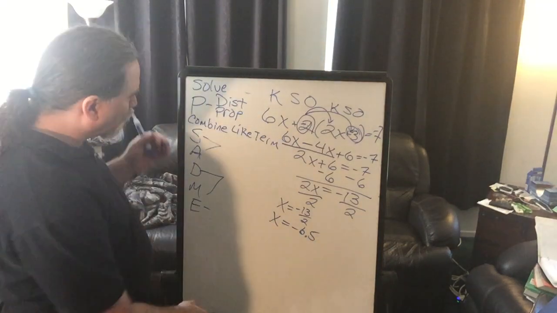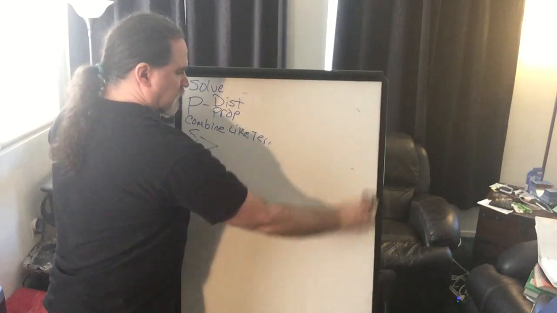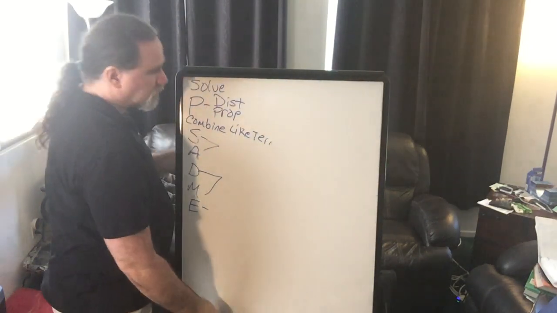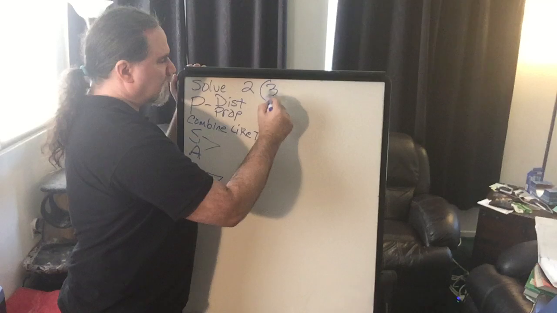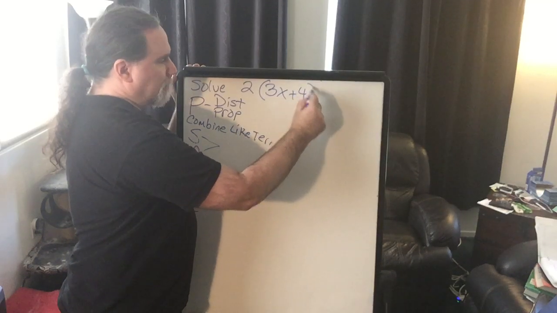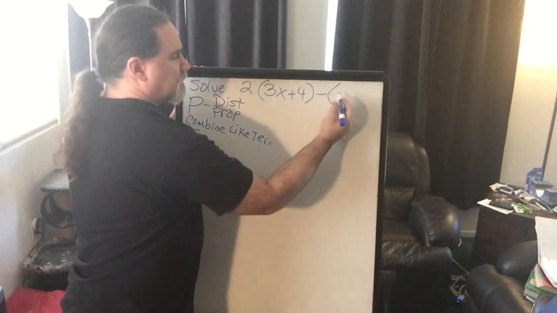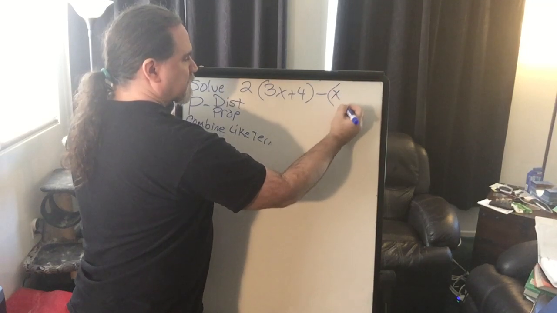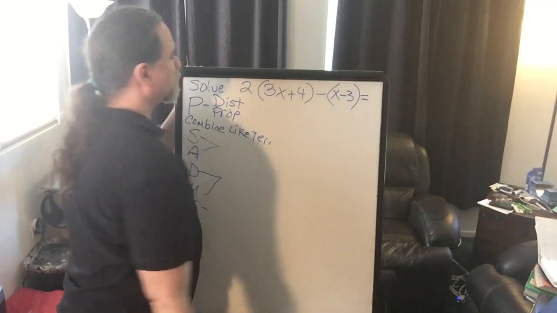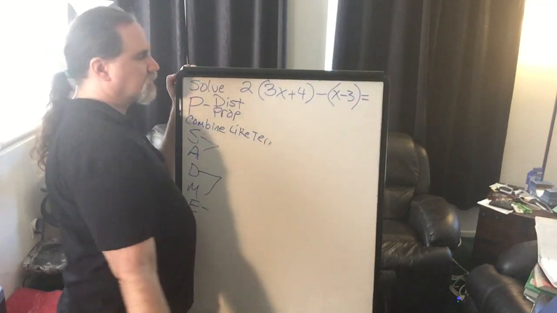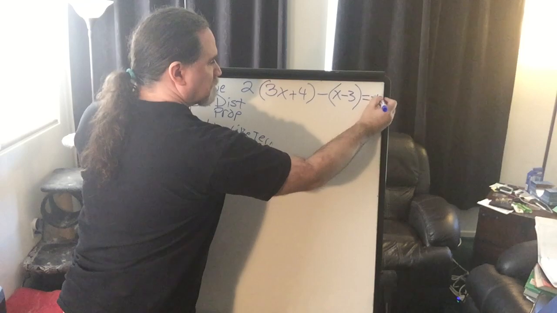So let's look at one more really crazy involved problem, and then we will be done. So we'll go 2 times (3x plus 4) minus, I'm not even going to put a number, I'm just going to say minus, and then a parentheses, x minus 3, and that equals negative 18.